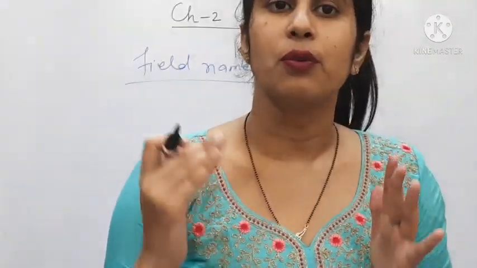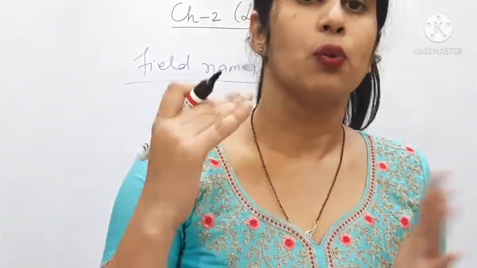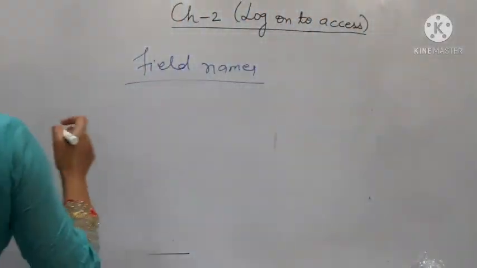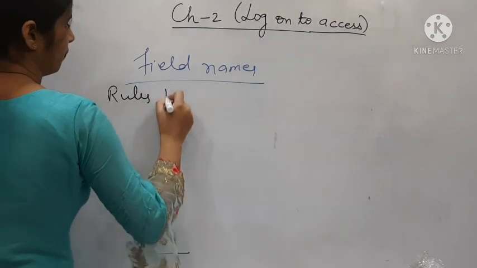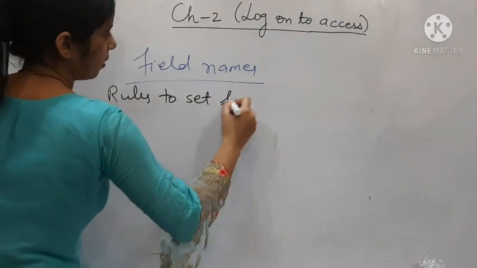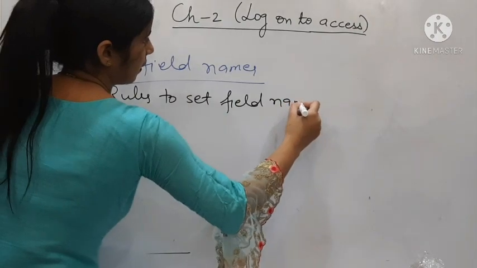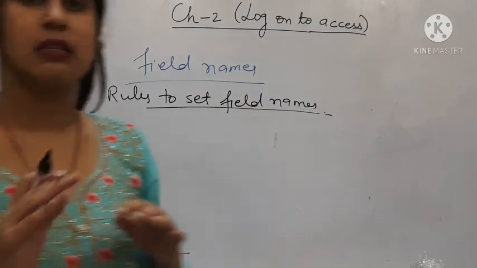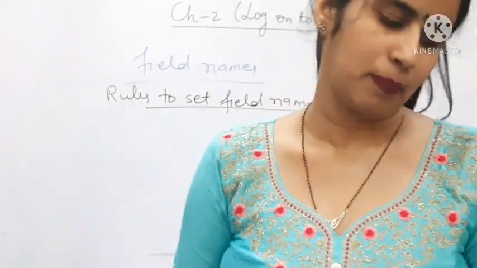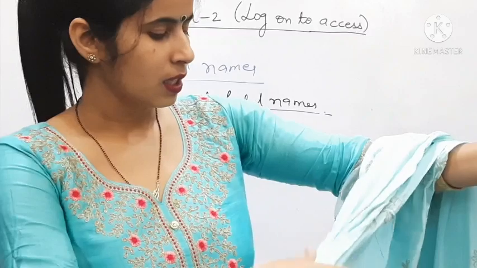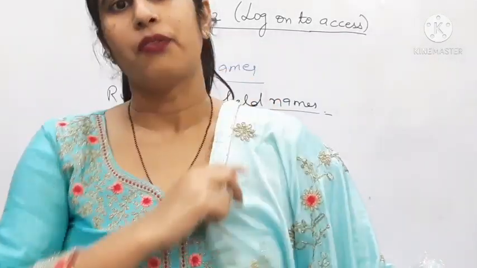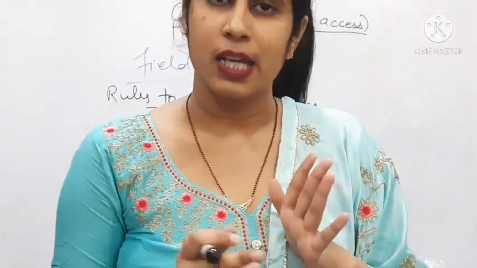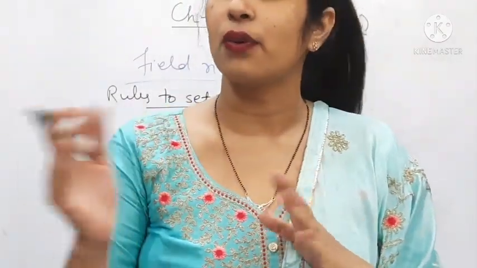Now, how to set the field name? What rules should we follow to set the field name? I am going to describe the rules to set field names. Okay. So in total there are 6 rules to set the field name. And what are these rules? The first rule is that a field name can be up to a range, meaning 1 to 64 characters.